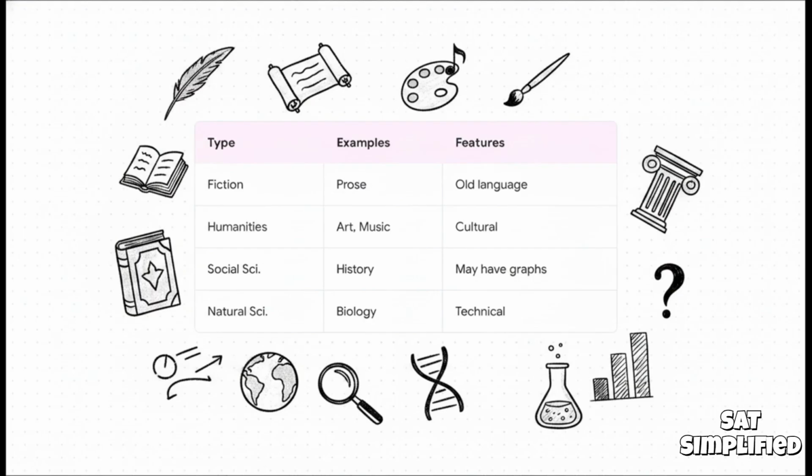But, and this is a really big but, just because they're short does not mean they're a walk in the park. Take a look at this breakdown. You're going to face 4 distinct categories. First, fiction, which might throw some really challenging old-fashioned language or even poetry at you. Then humanities, which dives into stuff like art and music. Social science could hit you with dense historical arguments. And natural science passages can be super technical, dealing with biology or physics. Sometimes they'll even make you analyze charts or graphs right alongside the text. So you've really got to be ready to shift your brain between these entirely different modes on the fly.